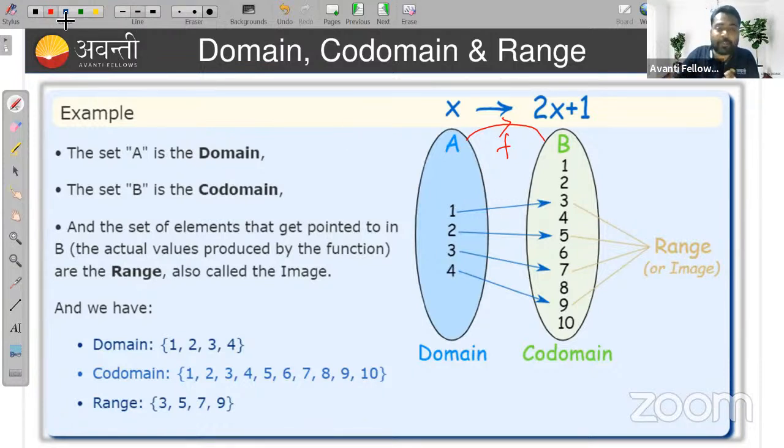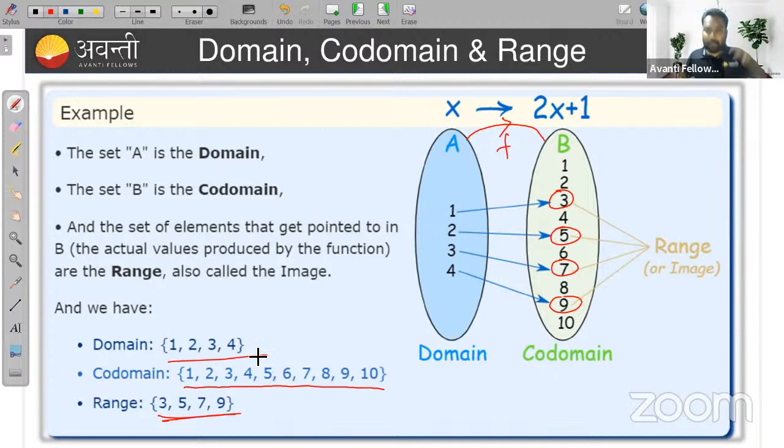So which are the mapped elements? 3, 5, 7, 9. That is my range. The codomain is the total set B. And the domain is 1, 2, 3, 4, that is the set A having the elements. Is it clear to all of you?